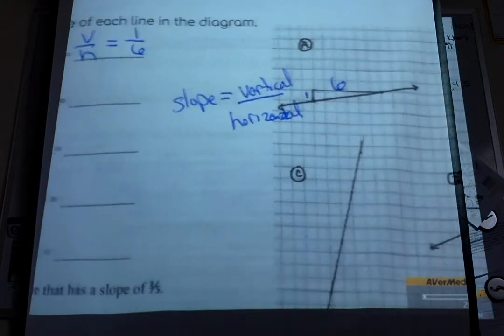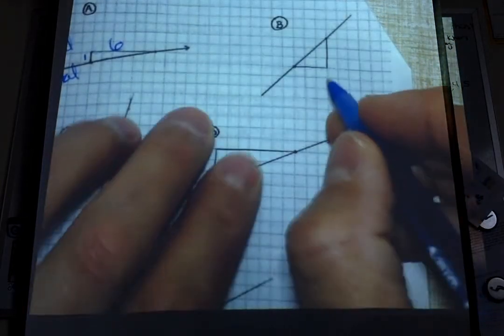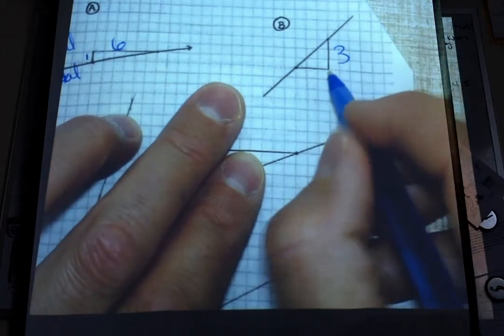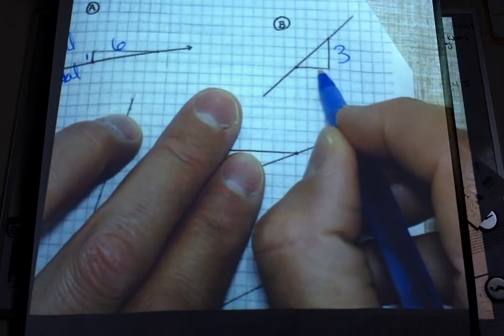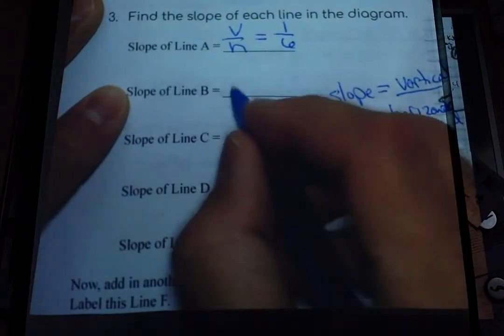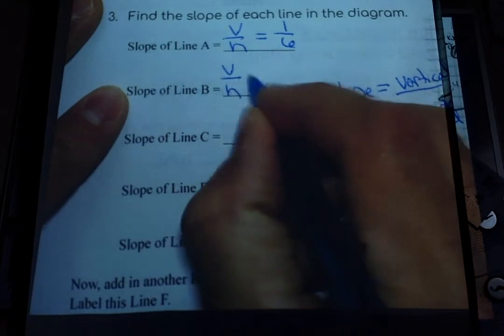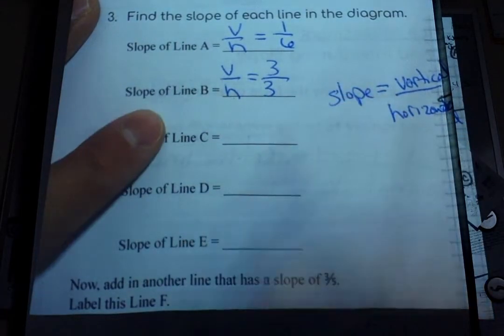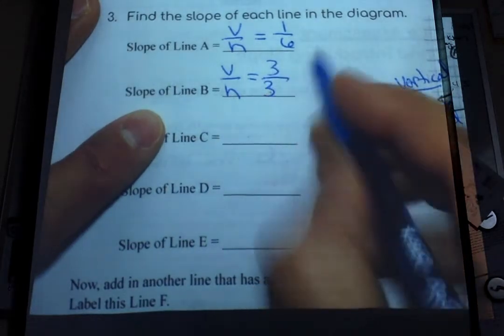Move over to B. There's a slope triangle already. Our vertical distance is 1, 2, 3, and our horizontal distance is 1, 2, 3. So our slope, vertical distance over horizontal, our vertical distance was 3, our horizontal distance was 3, and I can reduce this. 3 divided by 3 is 1.